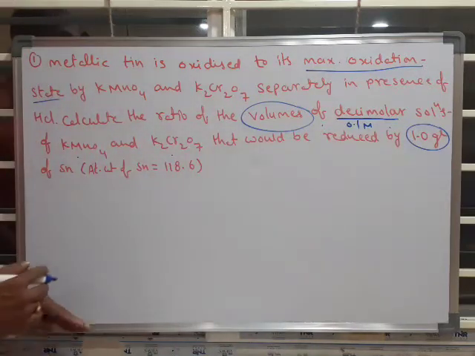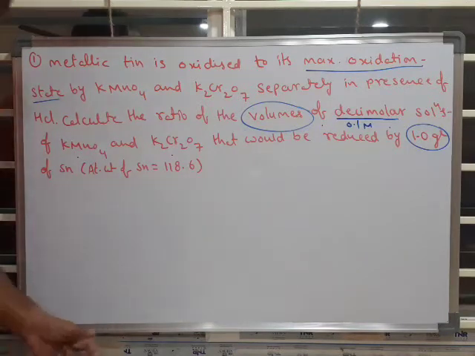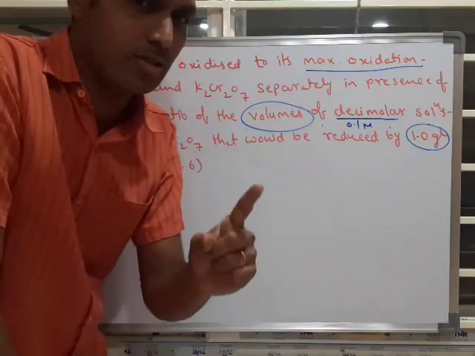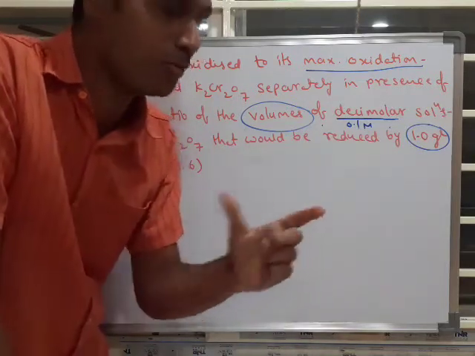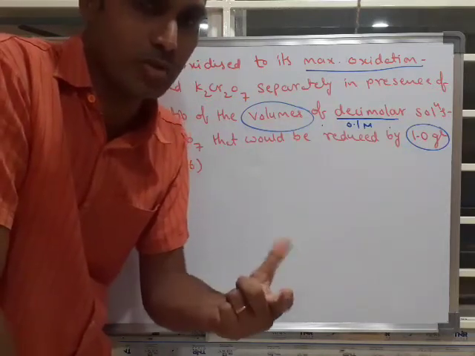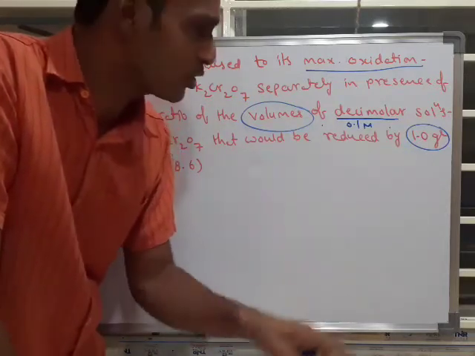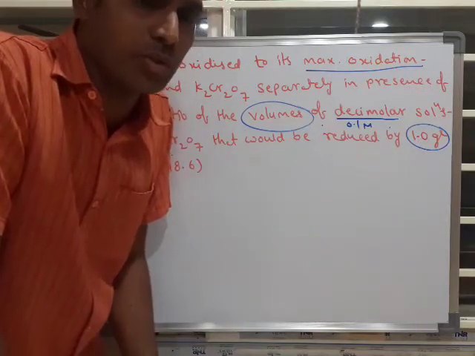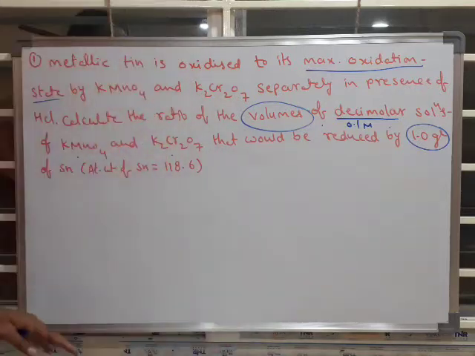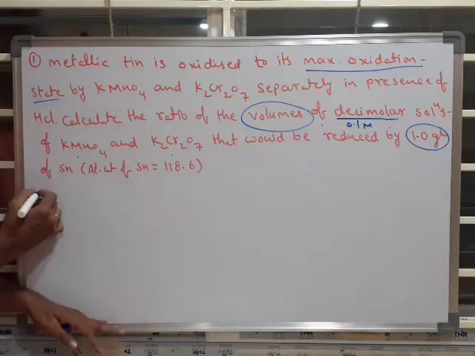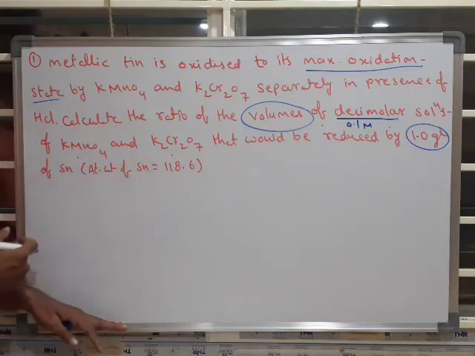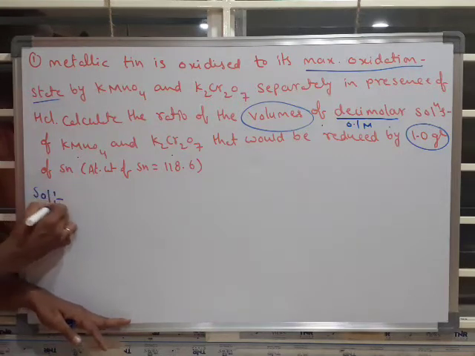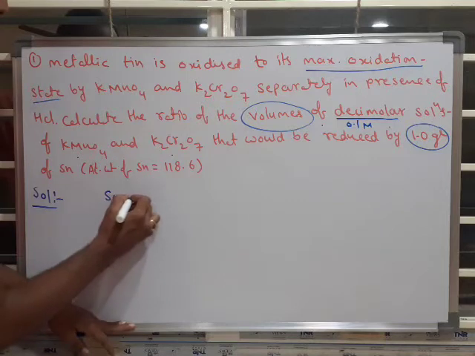Okay, so first, since the reactions are given separately, we have to do two problems separately. First we calculate what volume of potassium permanganate is reduced by 1 gram of tin. Next, what volume of potassium dichromate is reduced by 1 gram of tin. We do it separately. So first we have to calculate the n factor, because we have to equate them, so we have to know about n factors.